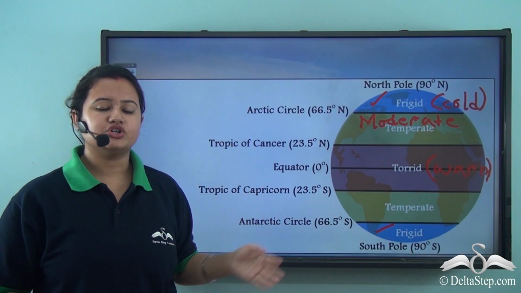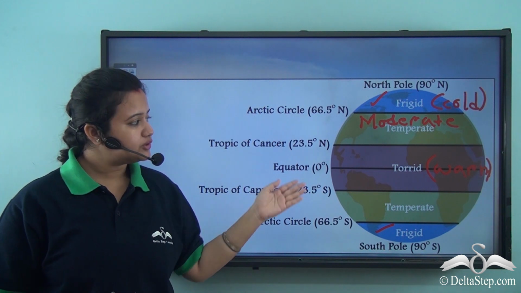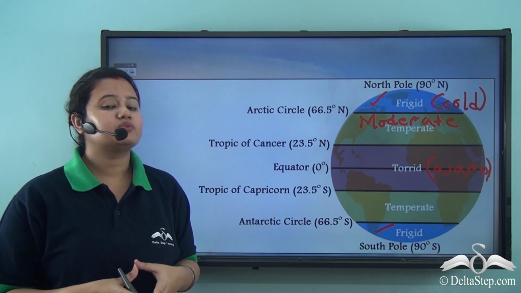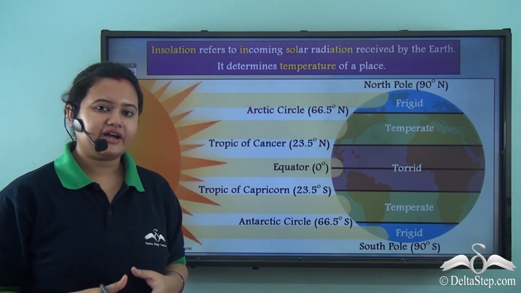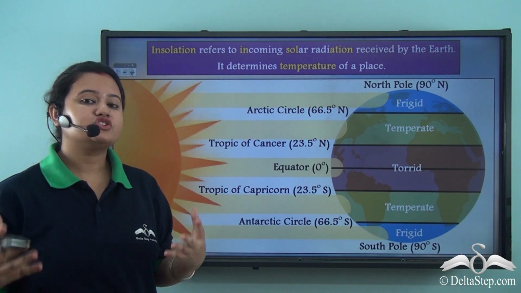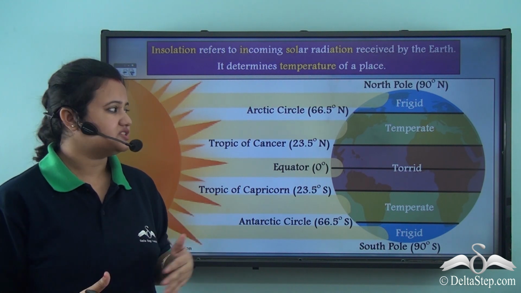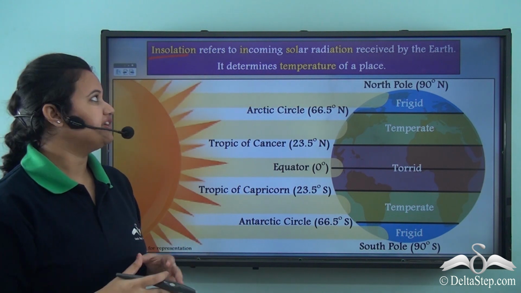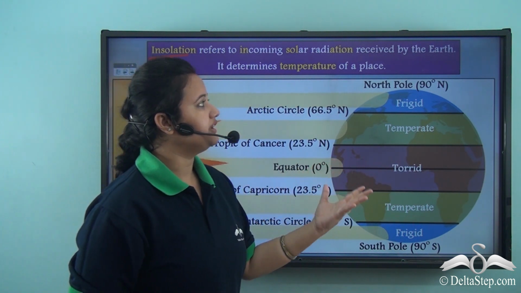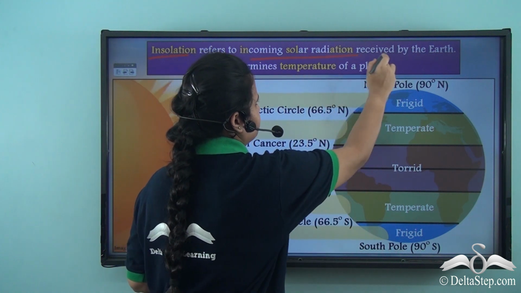So from this picture we understand that the distribution of temperature varies with latitudes. Now let us find why. Now, an important factor because of which the distribution of temperature changes with latitude is insolation. Now, insolation refers to the incoming solar radiation received by the Earth.